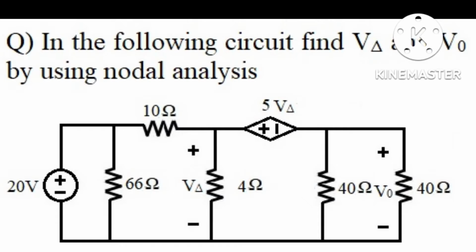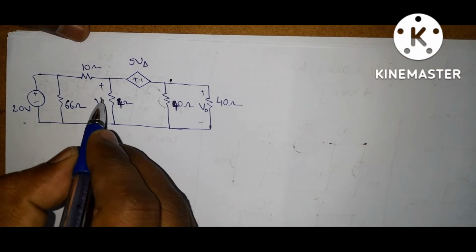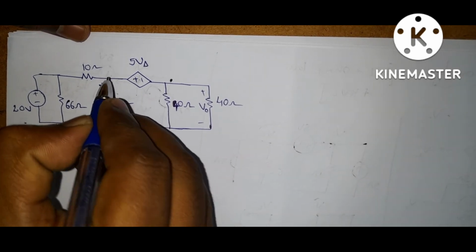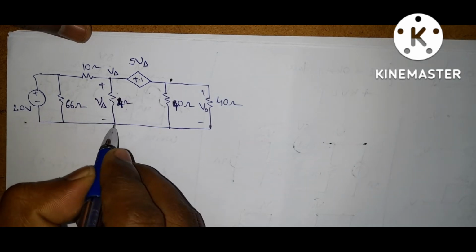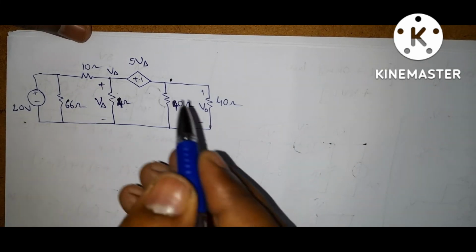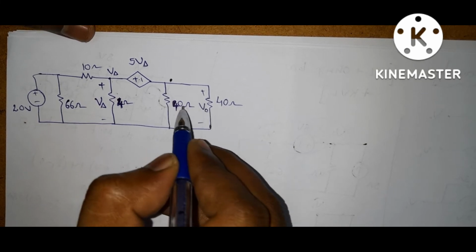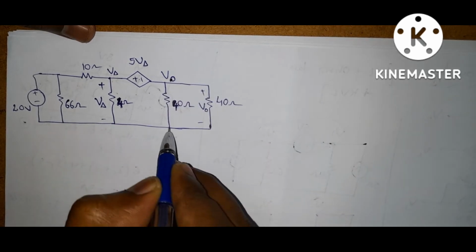Next question, in the following circuit find V delta and V naught by using nodal analysis. Okay, this is the given circuit. Here the voltage across the 4 ohm resistor is V delta. That means the node voltage here is V delta. Okay, let this be the reference node. So it is V delta. The voltage across this 40 ohm is V naught. That means these two are connected in parallel, so it is V naught.